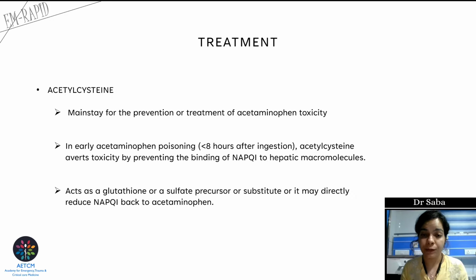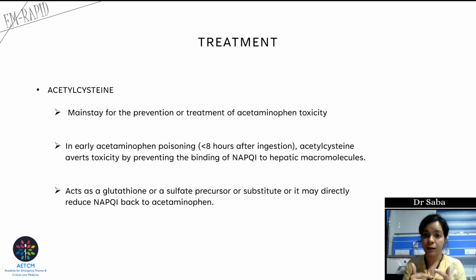And without further delay, we move on to administering the patient the antidote, that is N-acetylcysteine, which is the mainstay for both prevention and treatment of acetaminophen toxicity. Now, in early poisoning, that is within 8 hours of ingestion, N-acetylcysteine averts the toxicity. How does it do so? It will prevent the binding of NAPQI to hepatic macromolecules.